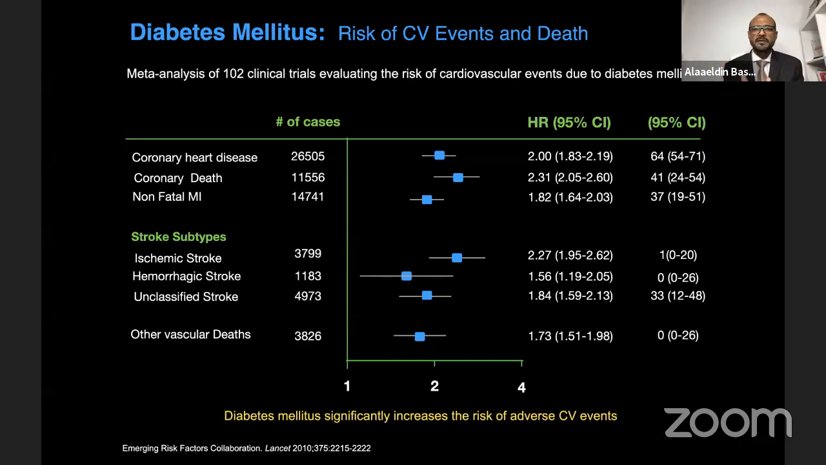And this is again represented in this chart, where you can see patients with diabetes and the risk of cardiovascular events and death. So if a patient is diabetic, the risk of cardiovascular events, whether coronary heart disease, non-fatal MI, or any type of stroke, whether hemorrhagic or ischemic stroke, almost doubles. So you look at the hazard ratios, almost 1.7, 1.8, and 2.27. So this group of patients with diabetes are basically very high risk for cardiovascular disease.